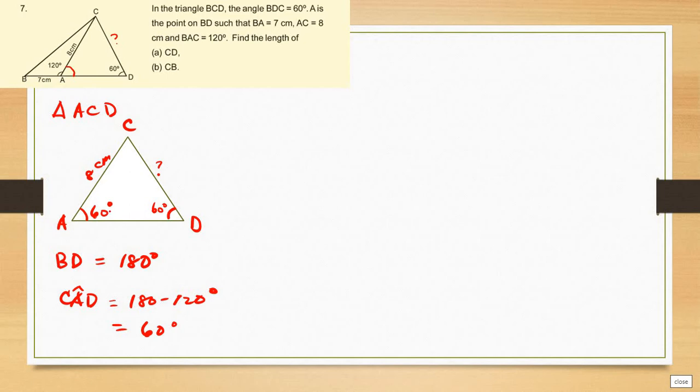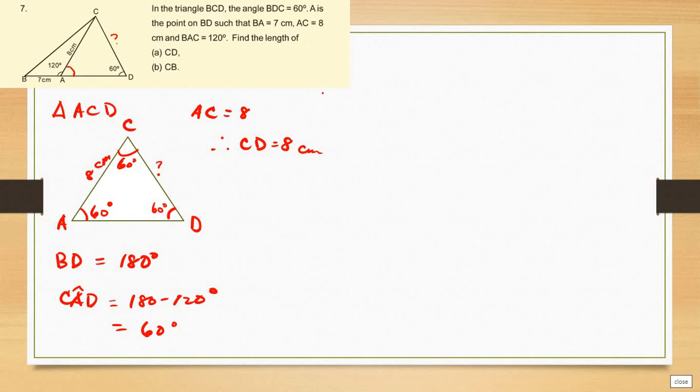Looking at the drawing, we can now say that this is an equilateral triangle because that is 60, that is 60. The whole triangle is 180, therefore that is 60 degrees. So it's an equilateral triangle. And in an equilateral triangle, you know that all sides are equal. Therefore, if AC is equal to 8 centimeters, we know now that CD is also 8 centimeters. Okay, so we answered letter A.